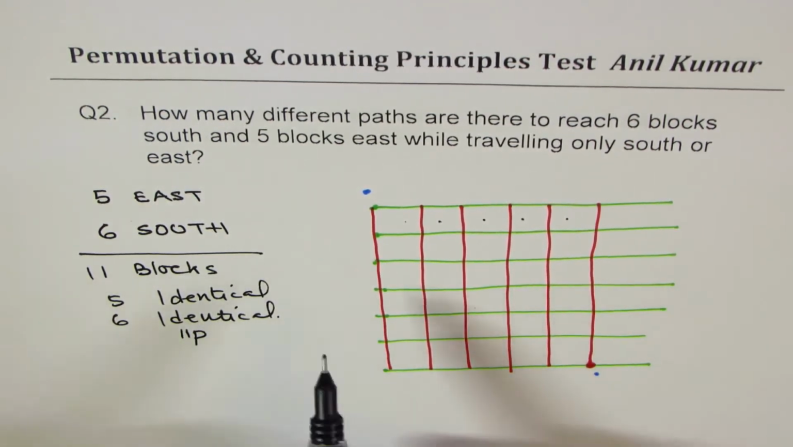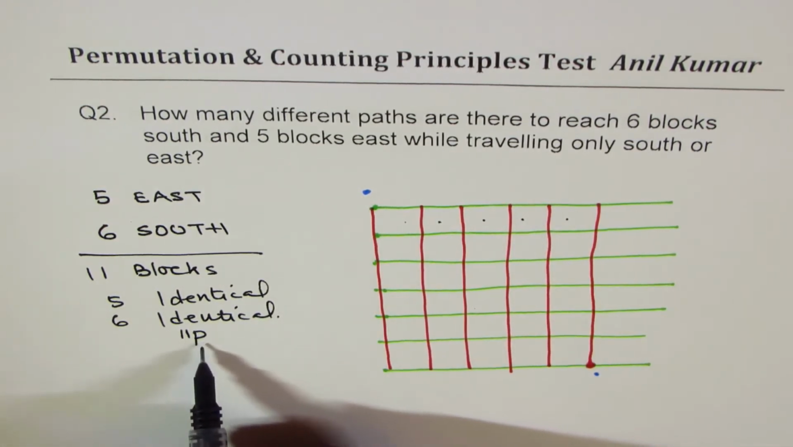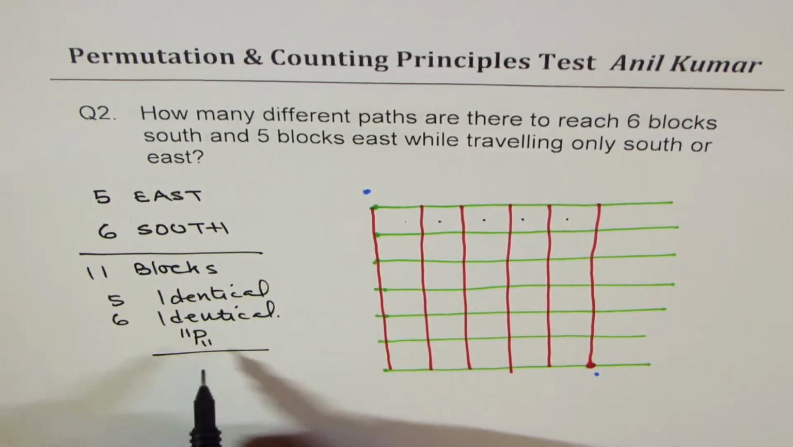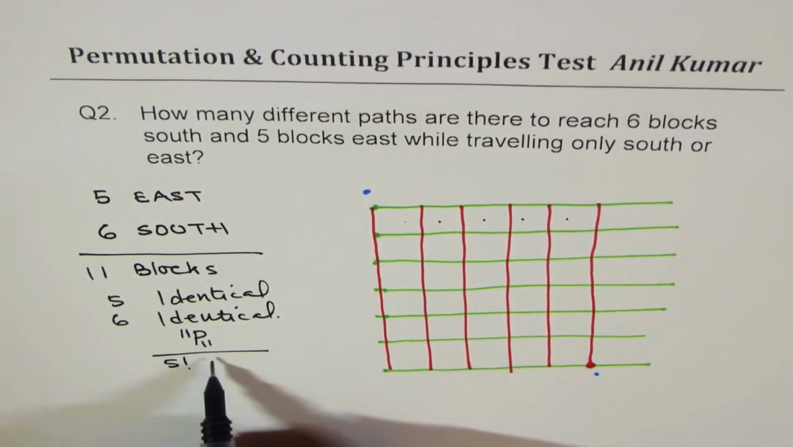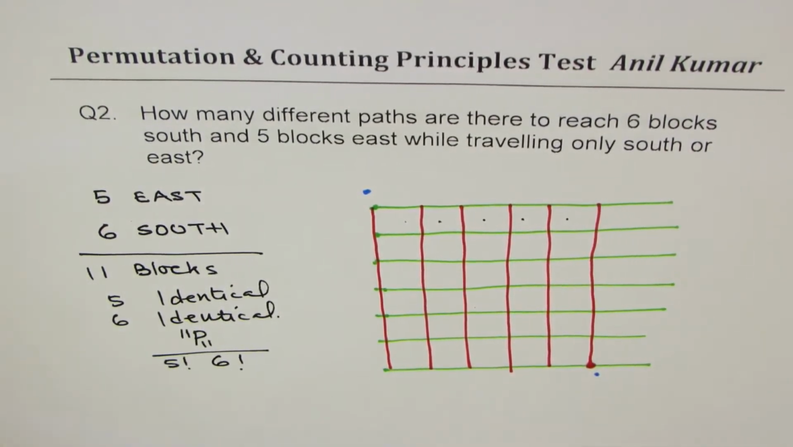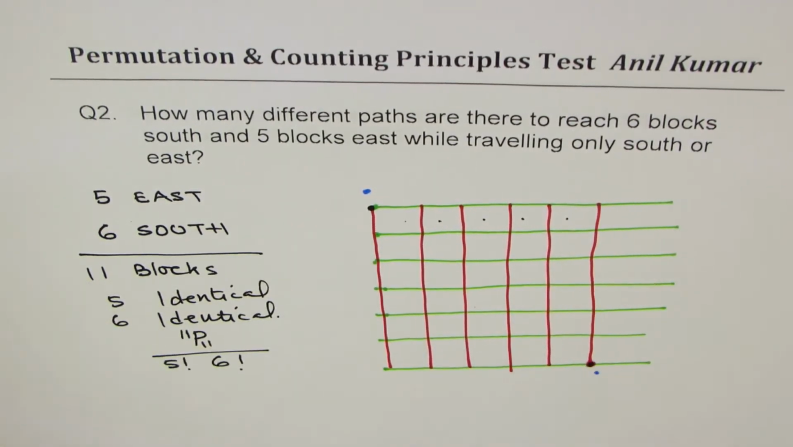We have 11P, and we have to move. So that is 11 factorial, right? So 11P11 we can write there, out of which 5 are identical. That means divide by 5 factorial, and then by 6 factorial. You get an idea, right? So these are the total number of ways in which we can actually reach from this point to that point. Does it make sense to you? Correct? So that is how we could actually answer this question.